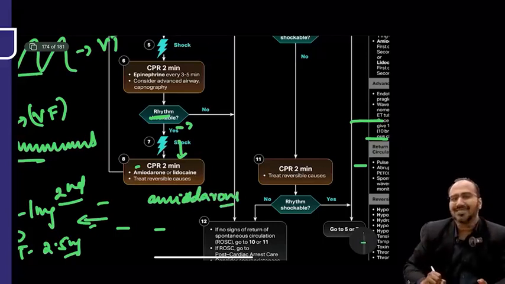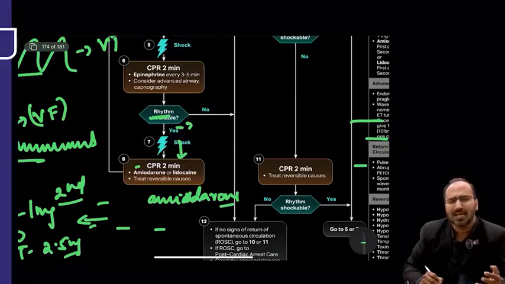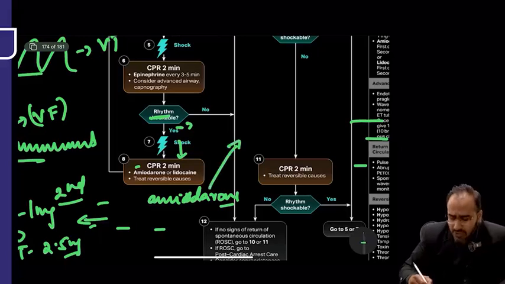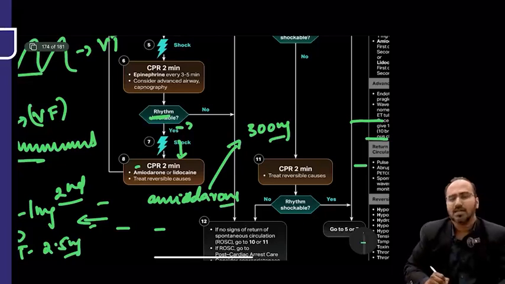Amiodarone is an anti-arrhythmic drug. If not amiodarone, you can also go for lignocaine. It also has anti-arrhythmic properties. The dose of amiodarone that you need to give over here is how much? 300 mg direct, a 300 mg bolus. Okay, that's regarding the shockable rhythm.